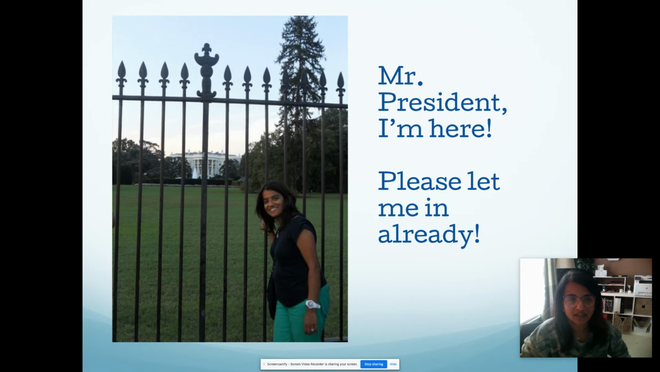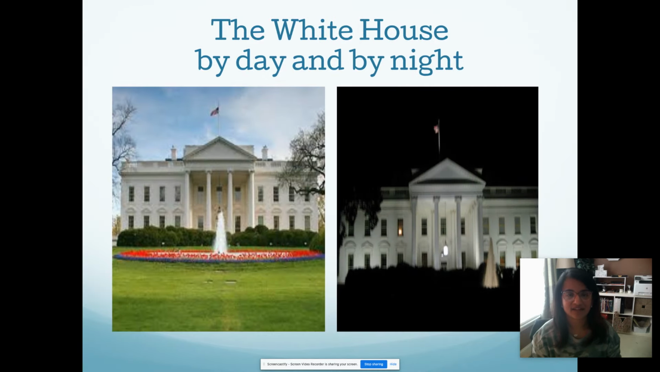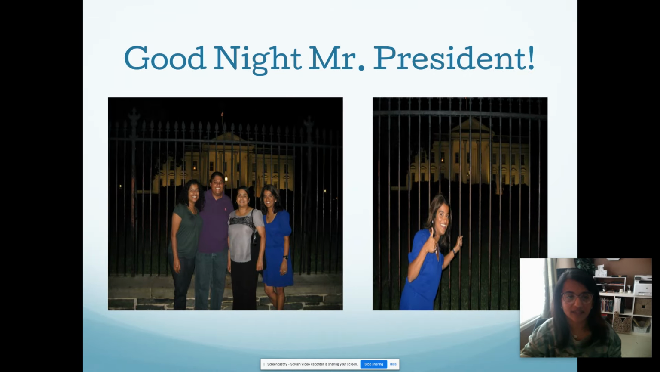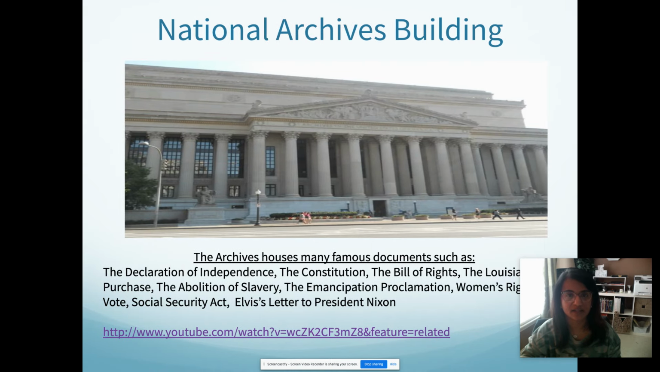And that's me telling the president, I'm here, let me in already. And then this is the White House by day, and that's the White House by night. And then those are my two sisters and my brother-in-law. And then this is the National Archives building.